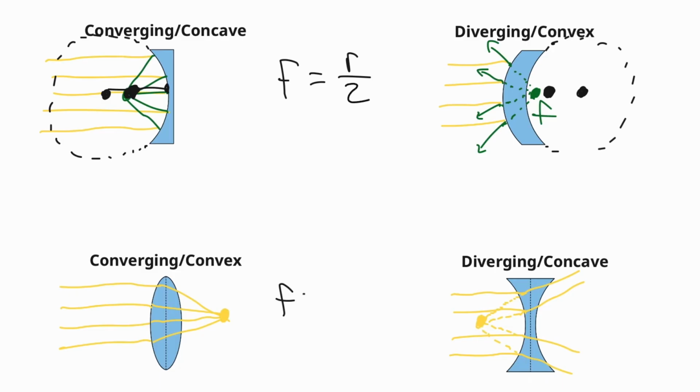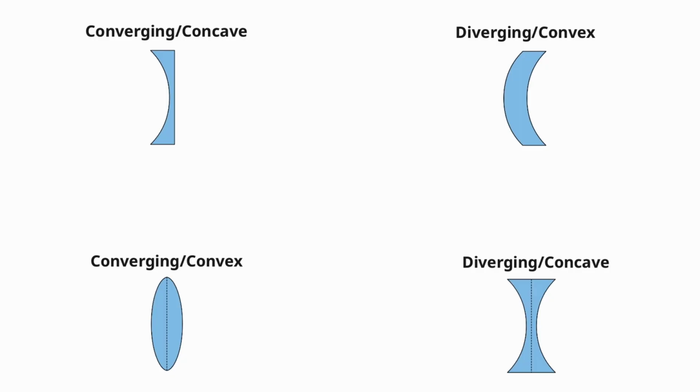There is no rule that the focal point is equal to the radius of curvature divided by 2 for lenses, because the amount that the light is refracted is dependent on the material of the lens, not just on the curvature of the lens. For lenses, we can measure the strength of the lens based on the distance that the focal point is from the lens. The strength is equal to 1 divided by the focal length. So the closer that focal point is to the lens, the stronger the lens is, because it causes the light to be refracted more.